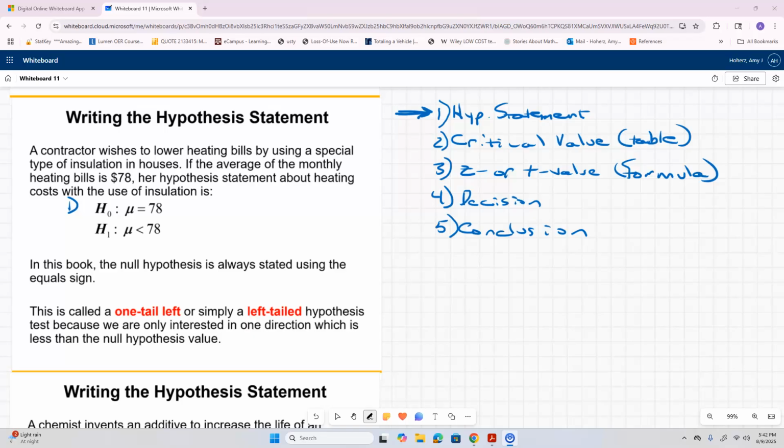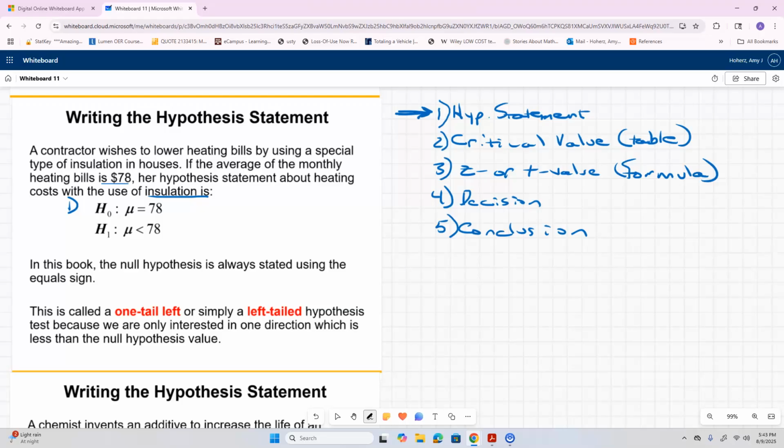Okay, so let's look at our first example here. It says, a contractor wishes to lower heating bills by using a special type of insulation. The average of the monthly heating bills is $78. Her hypothesis statement about heating costs would be this. So let's look at this before we look at the answer.